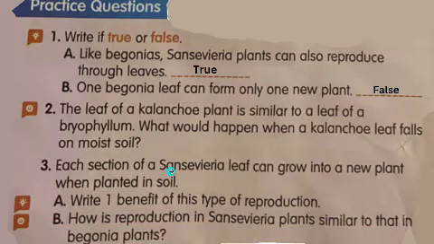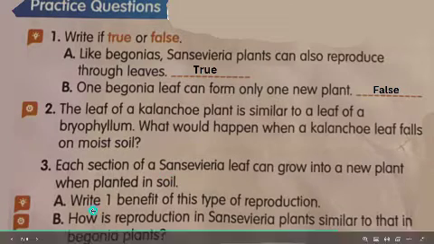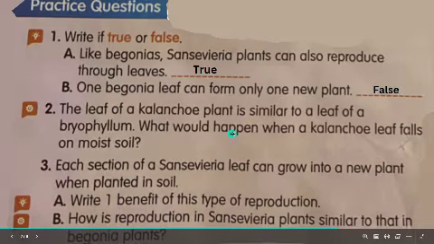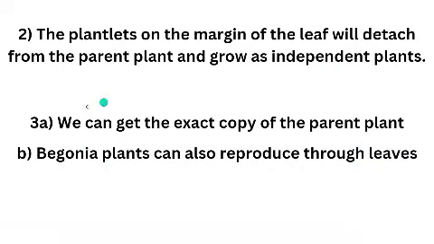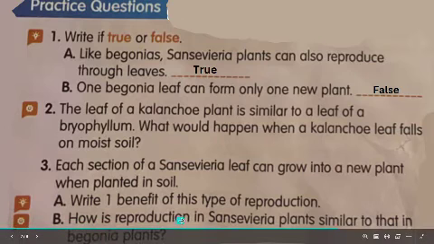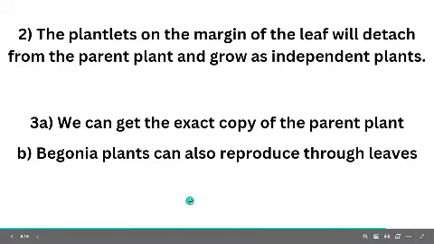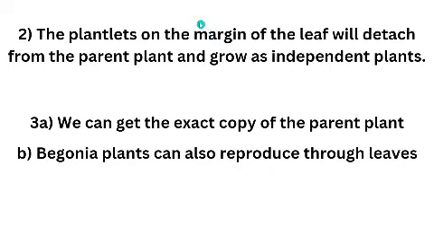Question 3. Each section of a Sansevieria leaf can grow into a new plant when planted in soil. A. Write one benefit of this type of reproduction. Answer: we can get the exact copy of the parent plant. B. How is the reproduction in Sansevieria plants similar to that in begonia plants? Answer: begonia plants can also reproduce through leaves.